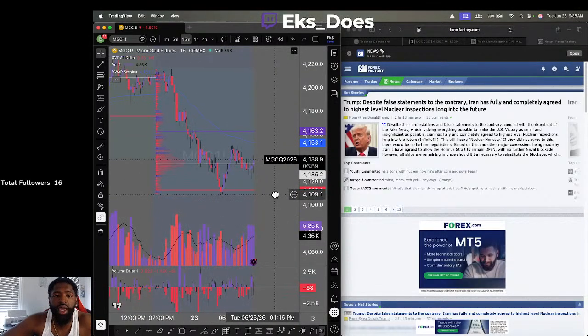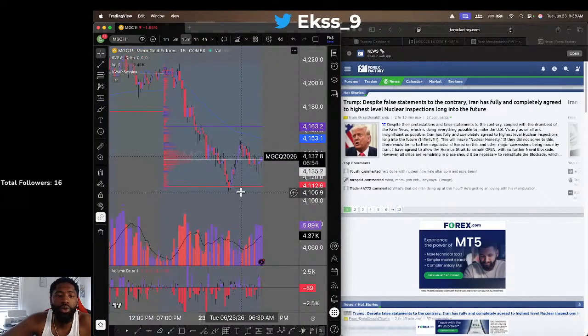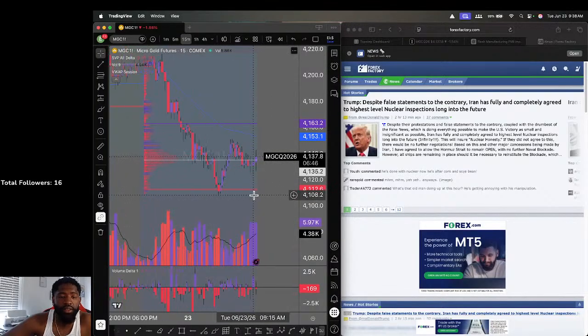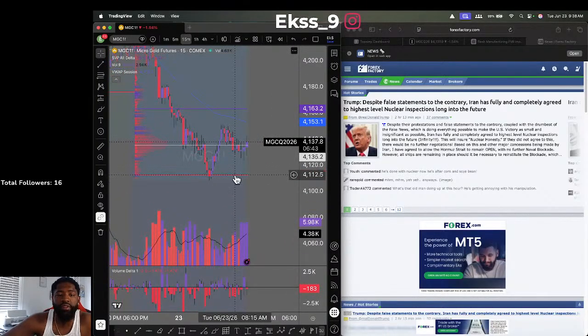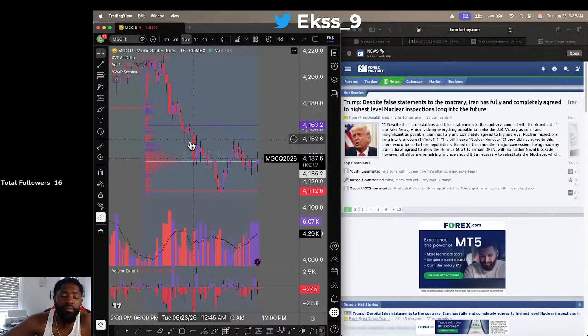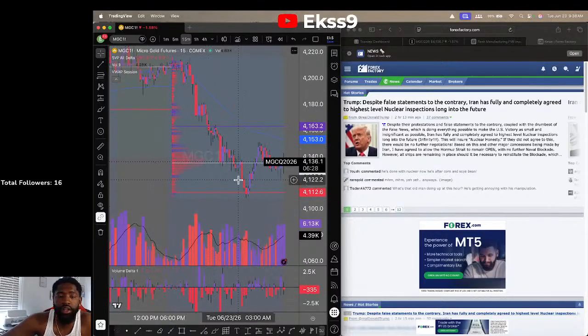So looking at the market right now, we had price during overnight, so very early this morning, tap into this red line, right? This red line is called the value area low. So the value area will be between this level here and this level here. Basically, the value area is where the most volume within a session occurred, right?